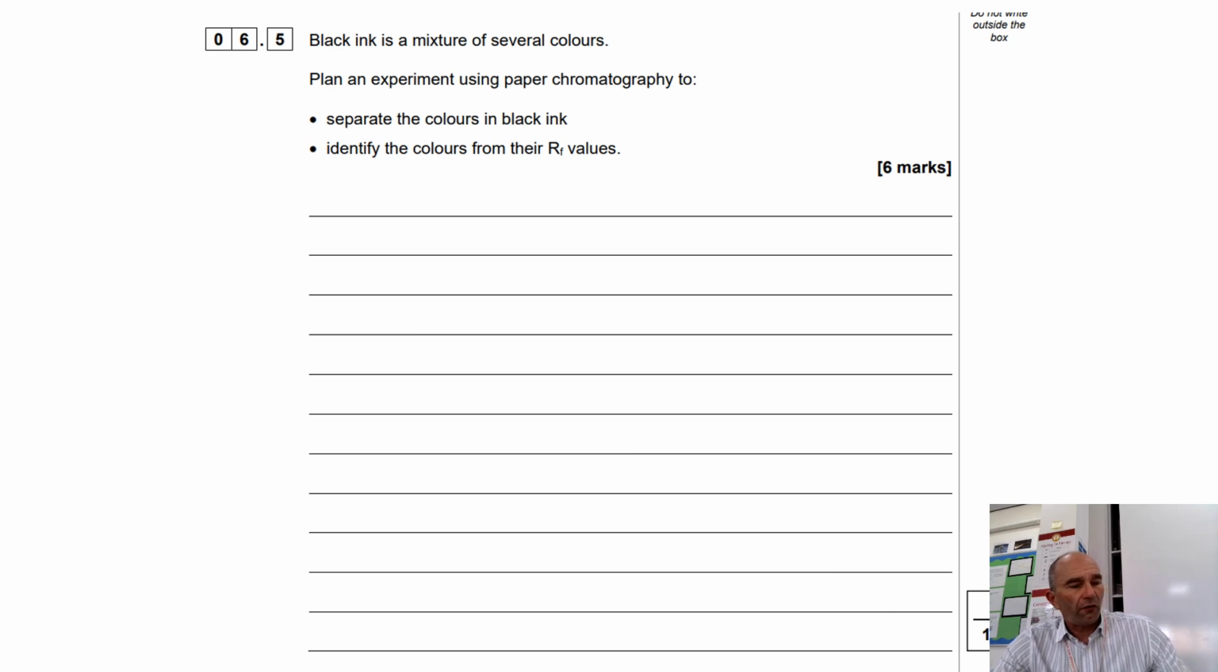And then the final question, it's a 6-marker, leave the best till last. So black ink is a mixture of several colours. We need to plan an experiment using paper chromatography to separate the colours in the black ink, but don't forget to also say how you identify the colours from the RF values. What I might be tempted to do is actually draw a diagram of the setup here, because it might save you a bit of writing.